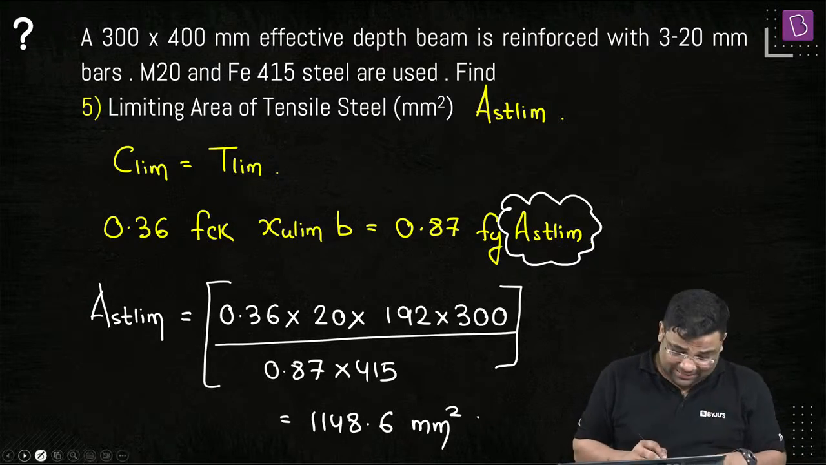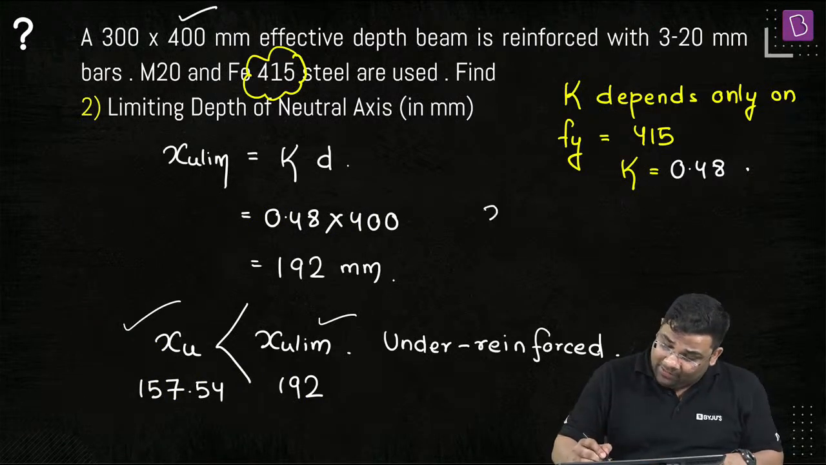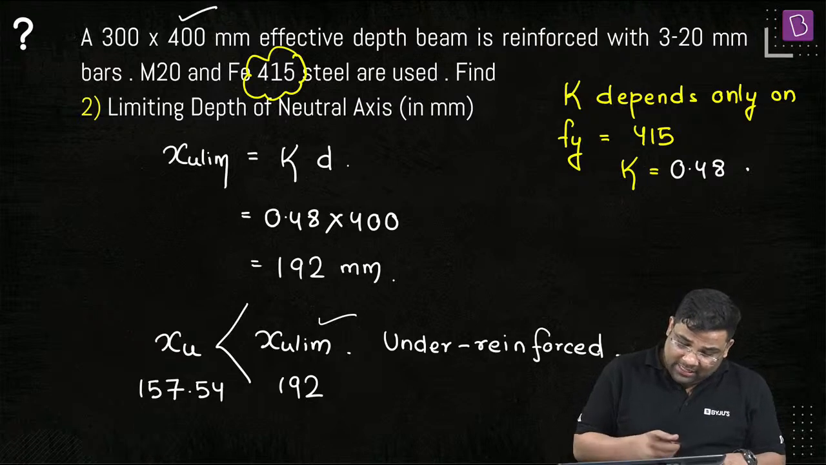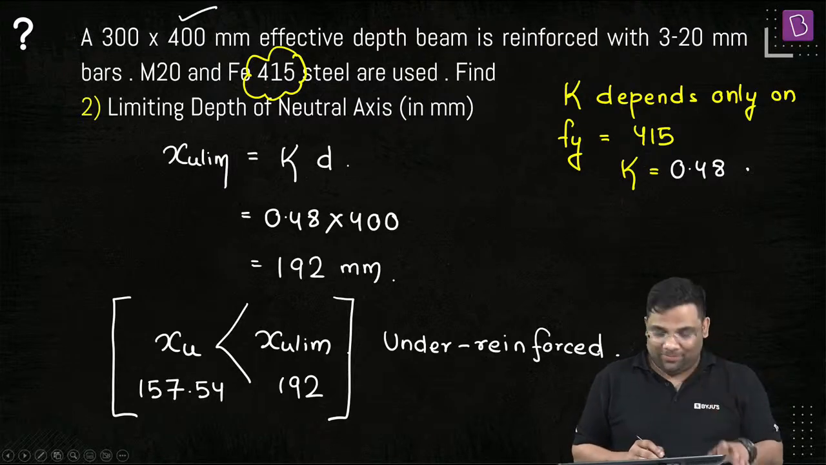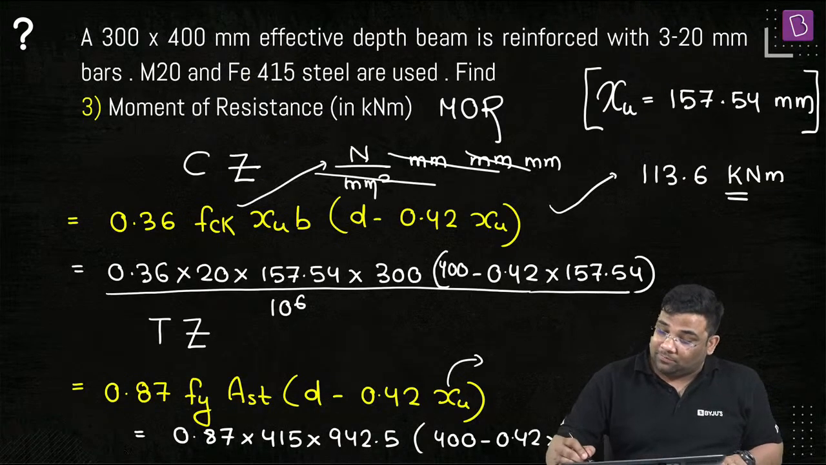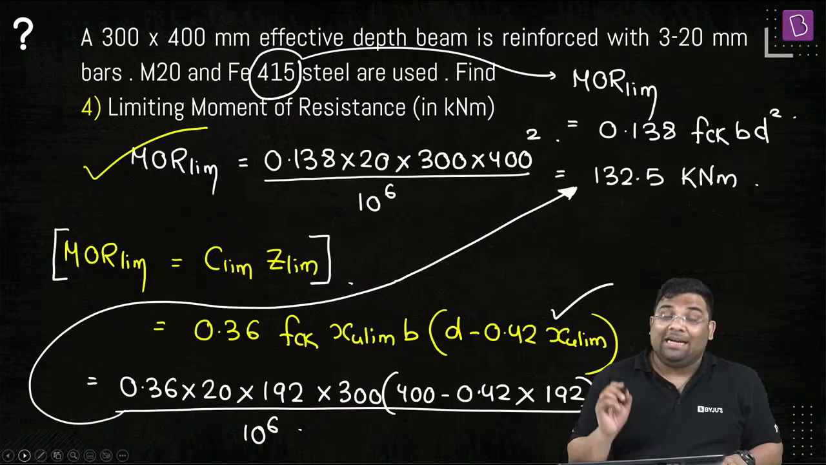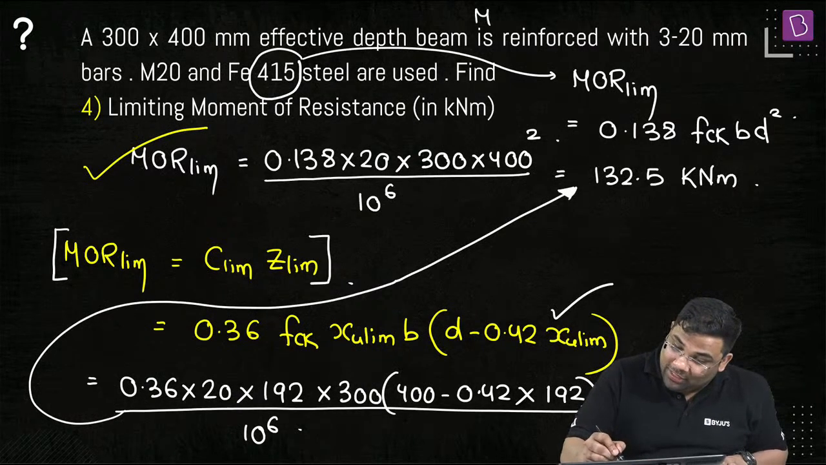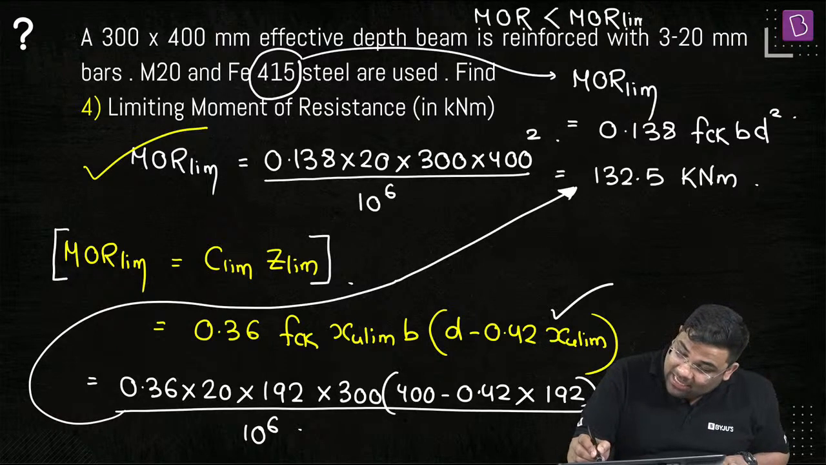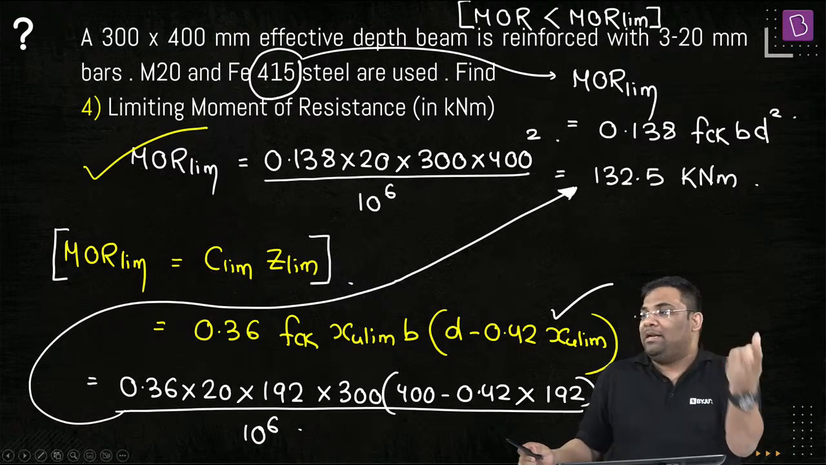Now you will see a very interesting thing. It was under reinforced, right? In under reinforced, XU came less than XU limiting. Now see, what was MOR? MOR was 113.6, and MOR limiting is 132.5. So your MOR also came less than MOR limiting, because that is what an under-reinforced beam is. If XU is less than XU limiting, MOR will be less than MOR limiting.